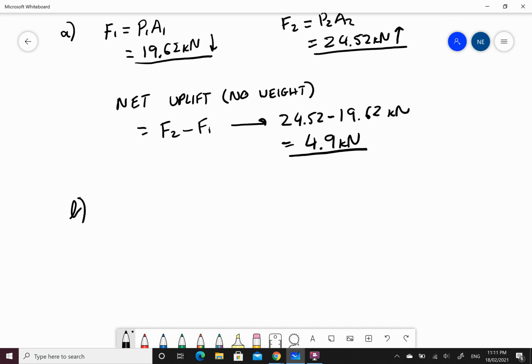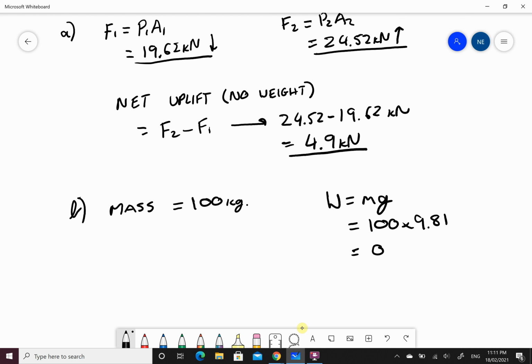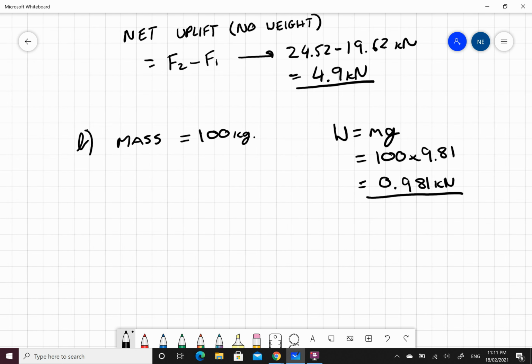Now part B, if our object has weight, so the mass of the object is 100 kilos, so therefore the weight is mg, it's 100 by 9.81, which equals, so I'm going to convert it straight away to kilonewtons. Okay, to kilonewtons. Let's move this down a bit.